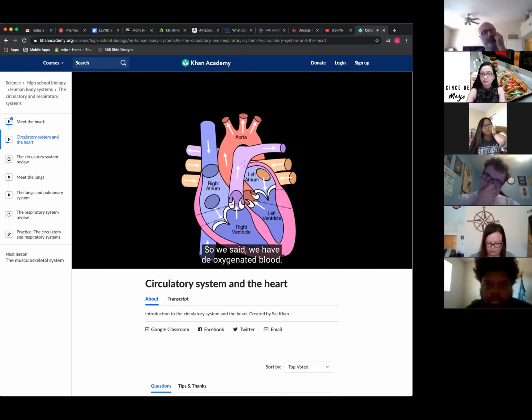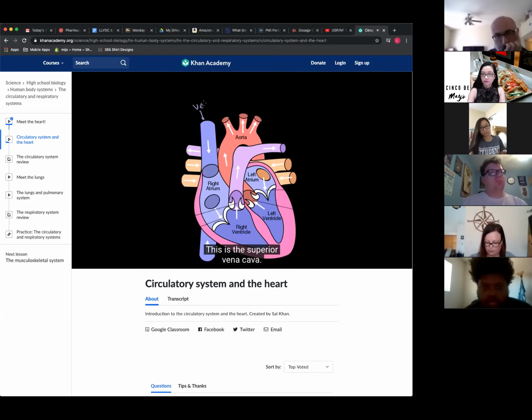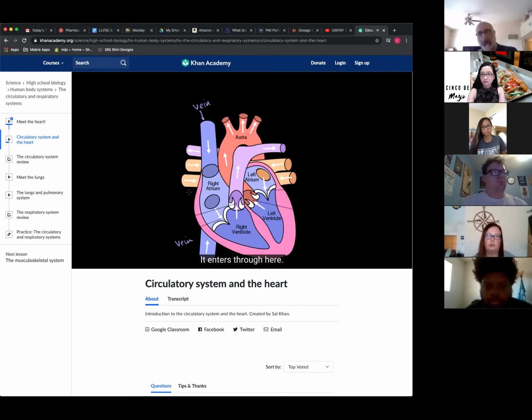So we said we have deoxygenated blood. Let's label it right here. This is the superior vena cava. This is a vein from the upper part of our body, from our arms and head. This is the inferior vena cava. These are veins from our abdomen and from our legs and the rest of our body. So it first enters the right atrium. Remember, it's the right hand. We call it the right atrium because this is someone's heart facing us, even though this is on the left-hand side. It enters through here.